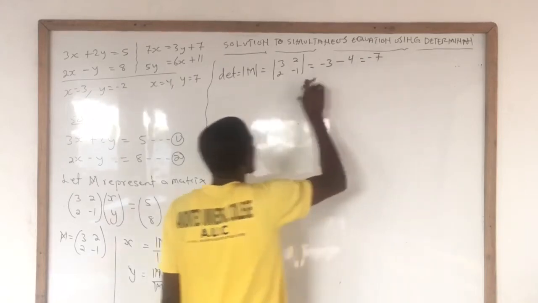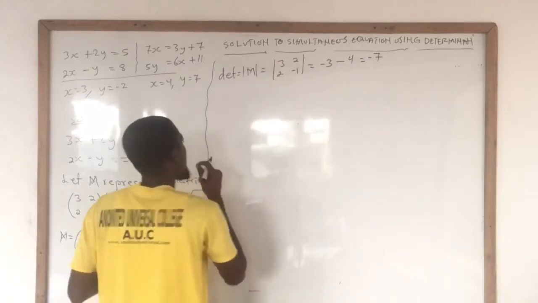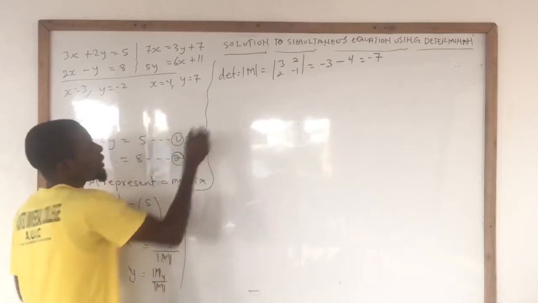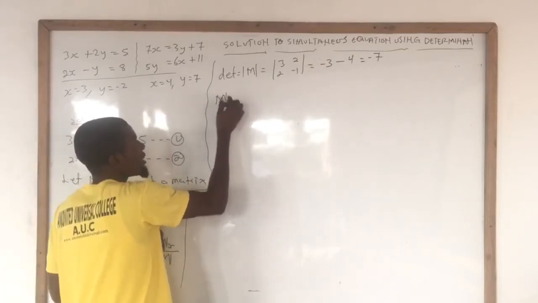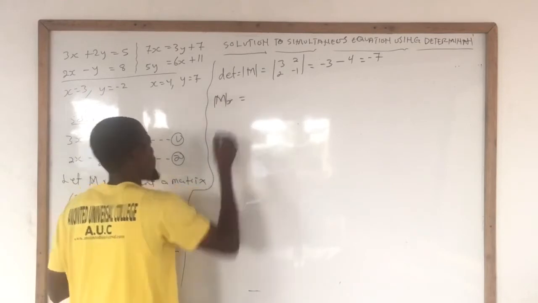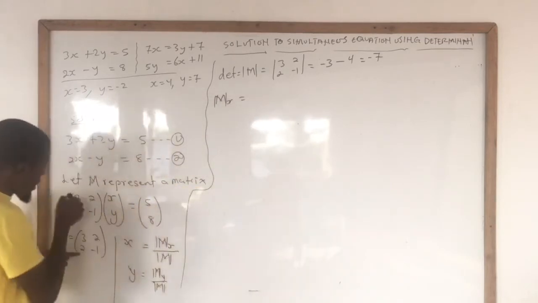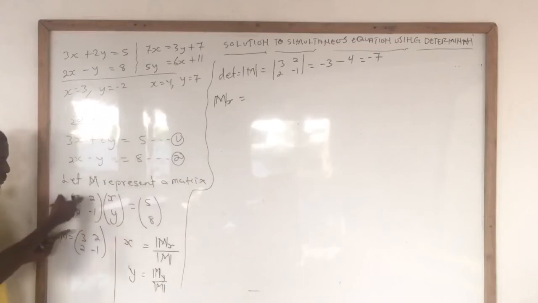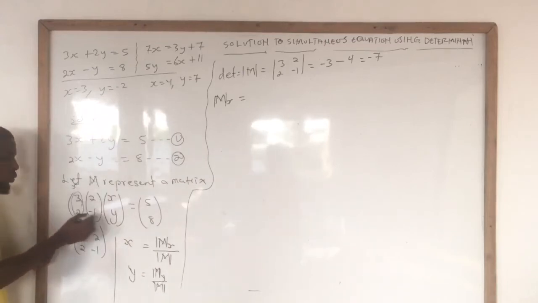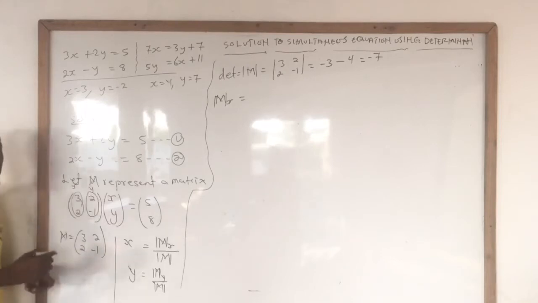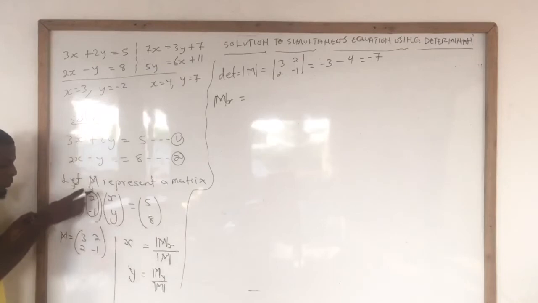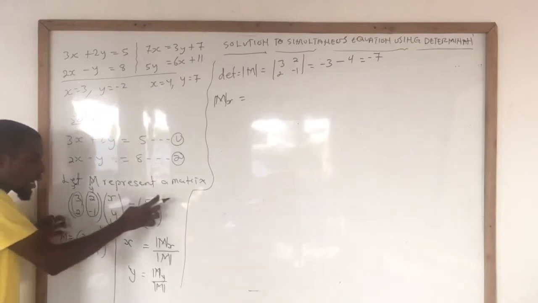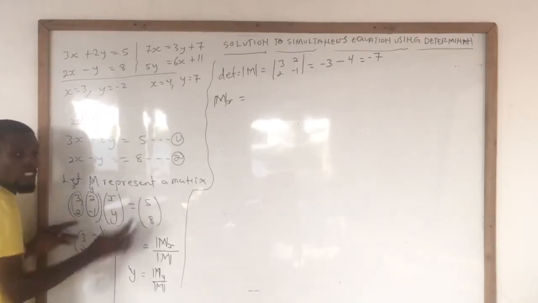-7. Okay, this is our normal determinant. Now, look at something here. If I want to find my determinant of x, remember this whole thing represents my x column, and then this whole thing represents my y column. Do you see that? So if I want to find the determinant of x, I will take the x component out and replace it with what they are equated to.